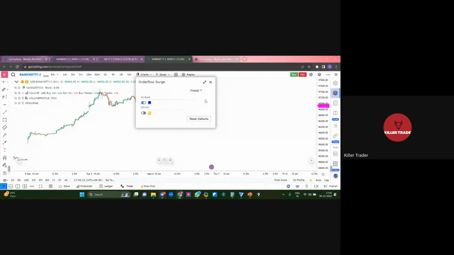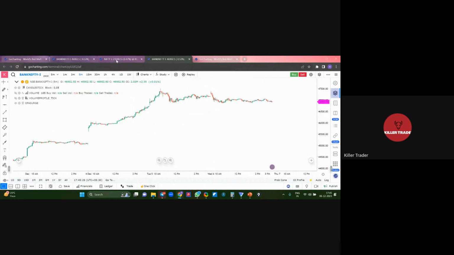And then you turn off the spike. When you click on the settings, there are two options, surge and spike. You can give it any color that you want. You turn off spike and you turn on surge. Clear?